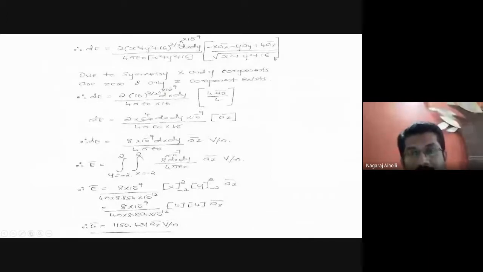As I told you students, due to the symmetrical position of the sheet, as it is placed symmetrically across the x axis and y axis, it does not have any x and y component, it has only the z component.